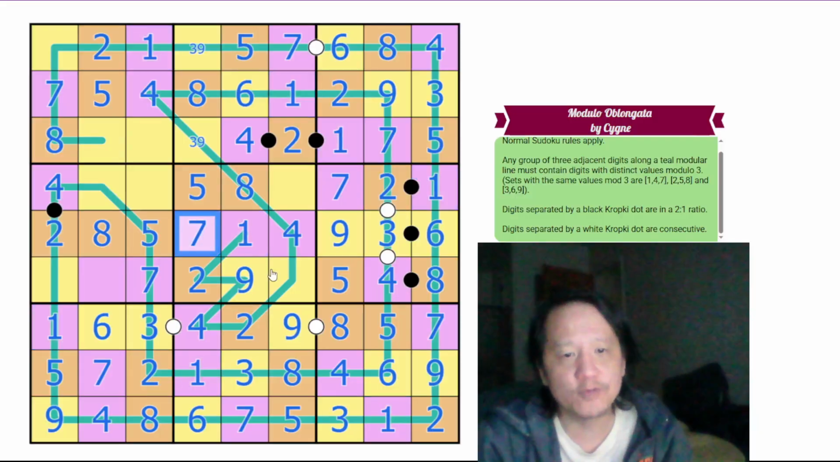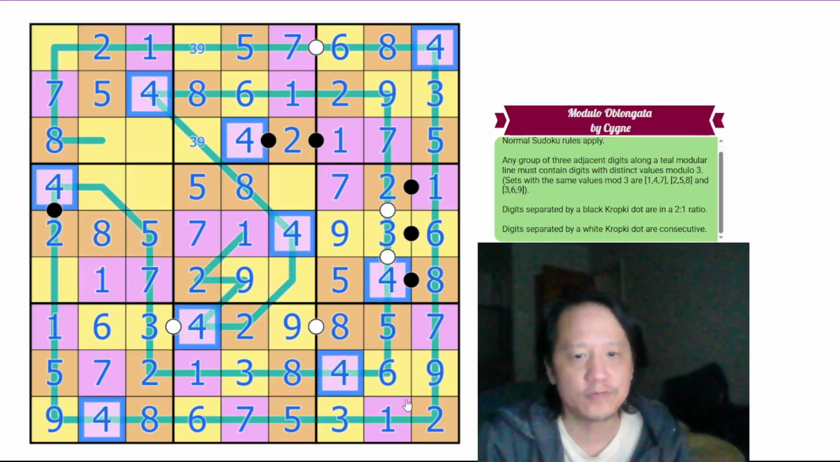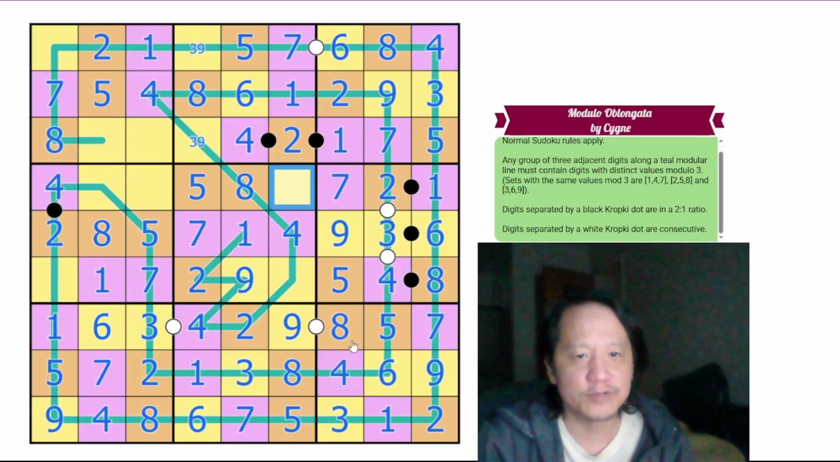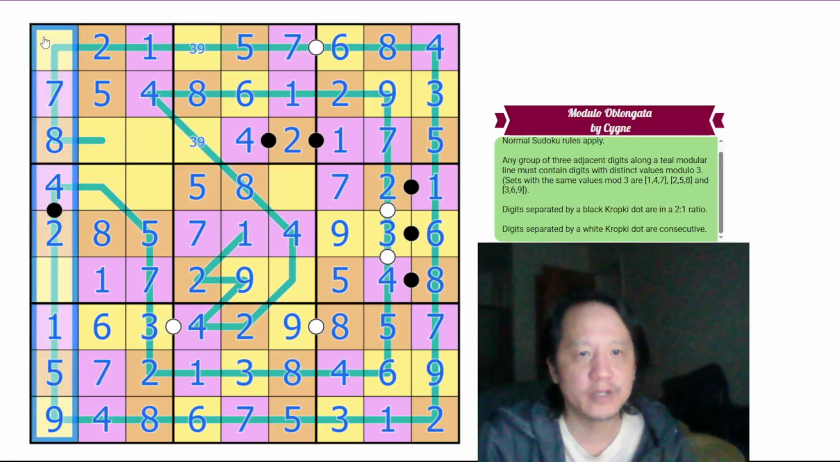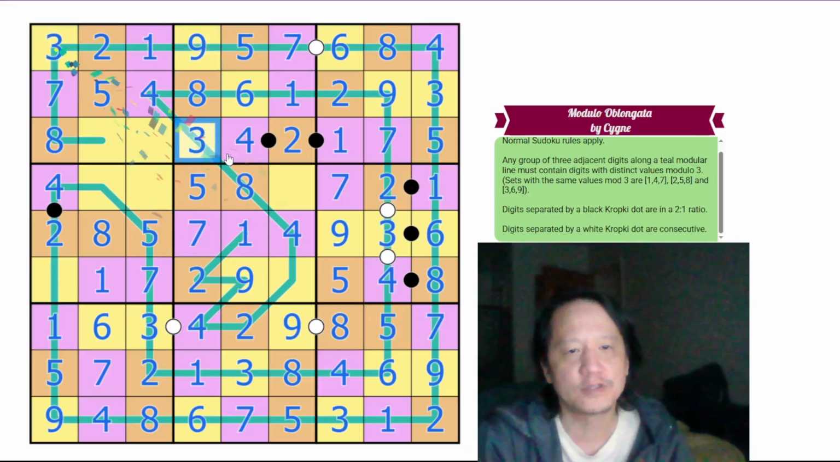We have 7 remaining here. We have 1 remaining in this box. And we've done all the pinks, I believe. So now we have 3, 6, 9. This cannot be 9 here, so this must be 3. That makes this 9, which makes that 3. That's 3 in the corner.